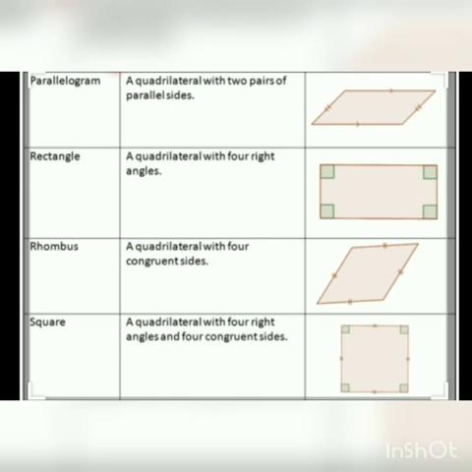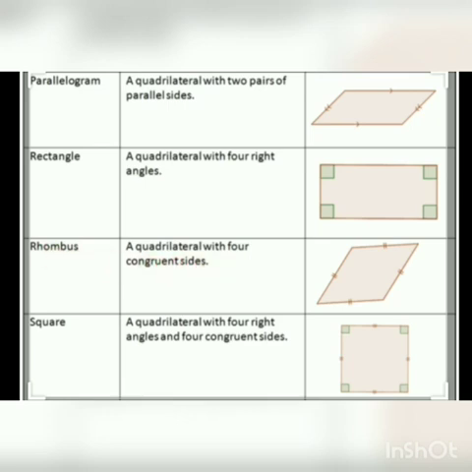So we discussed parallelogram, rectangle, rhombus, square, and also trapezium. So what is a parallelogram? A parallelogram means opposite sides will be parallel and equal, and also opposite angles are equal. Rectangle, in which opposite sides are equal and all angles are 90 degrees.